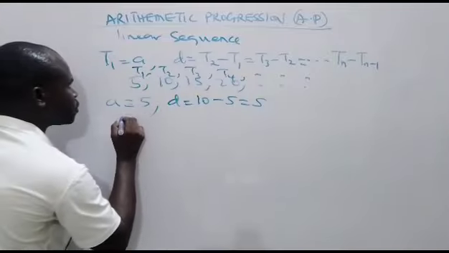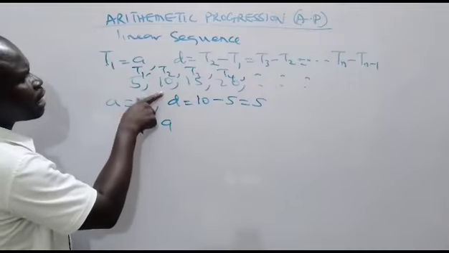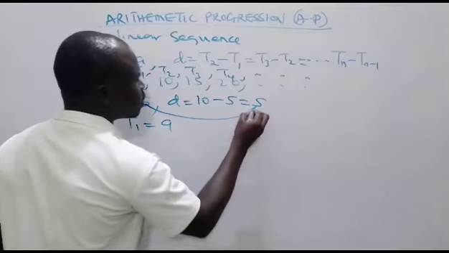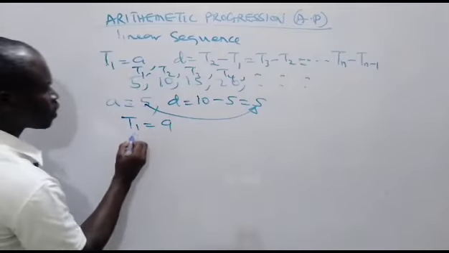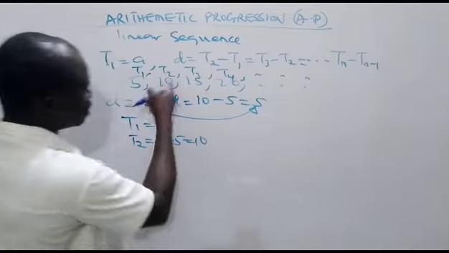Now, let's look at the progression. T1 is called the first term. How do we get the second term? The second term will be the first term plus the common difference. That's how we get the next term. So T2 will be what? 5 plus 5, and we have it as 10, as we have it on the board.